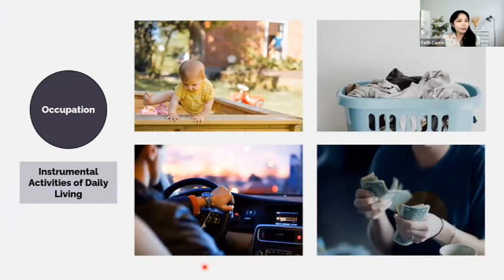Next would be instrumental activities of daily living. So these are activities that support your daily life within your home and your community. They're more complex than ADLs, and they often require more complex and higher skills. So for example, taking care of others, like your family and your pets, doing household chores like laundry, vacuuming, cooking meals, driving and using public transportation, and managing finances.